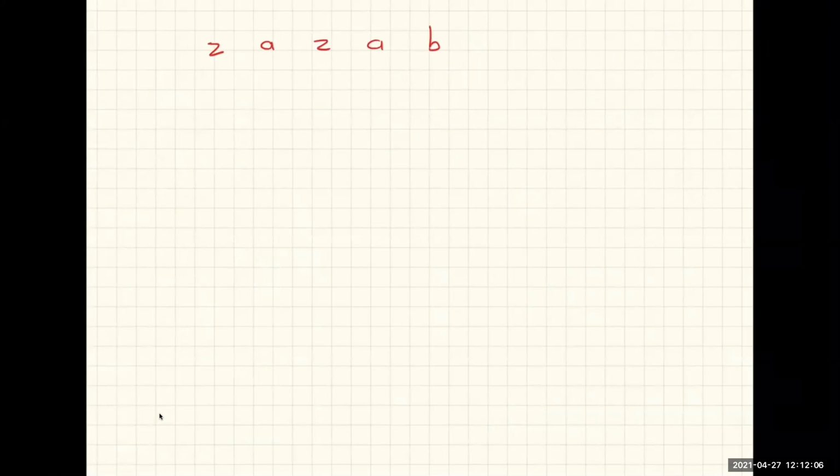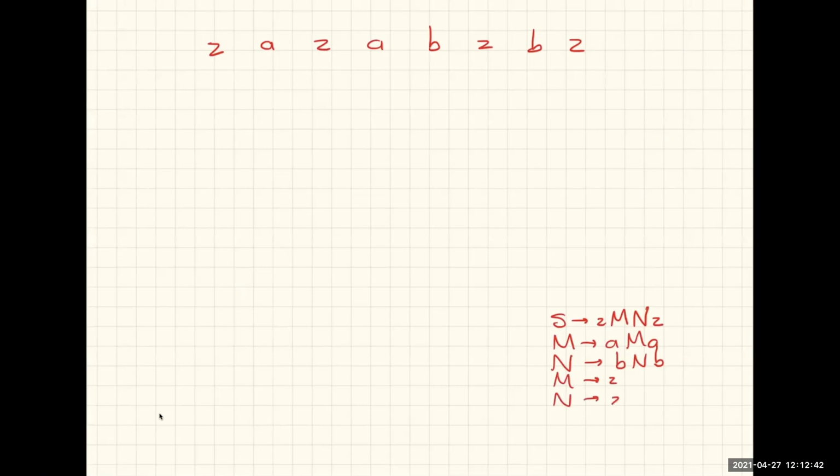So I'll try to parse again this famous string. This is the Zaza string, which I told you was going to be famous and we better be friends with it. So let me write the grammar down here again. Perhaps you know it by heart now. M is A M A, and N is B N B, and M goes to Z, and N goes to Z as well.